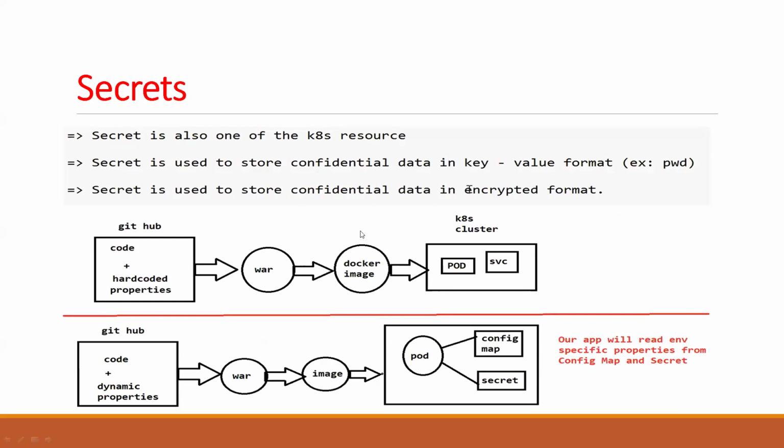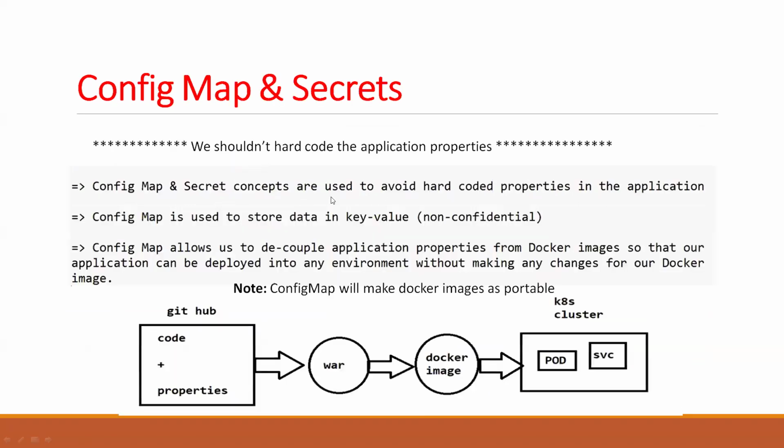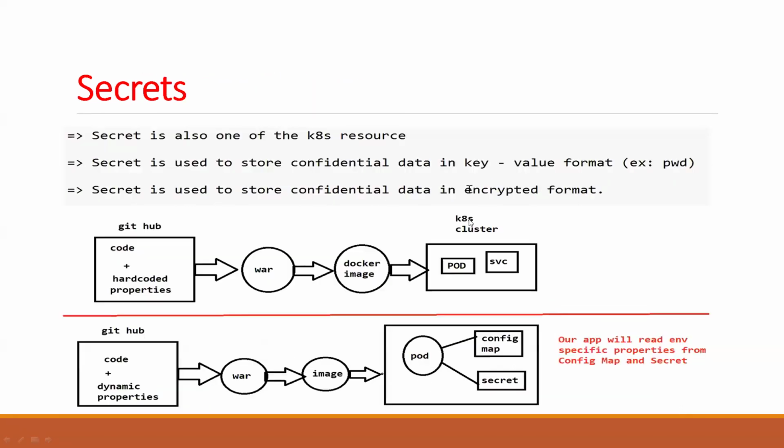So what is that, guys? Secret is also one of the Kubernetes resources. Secret is used to store confidential data in key-value format. Secret is used to store confidential data in encrypted format.